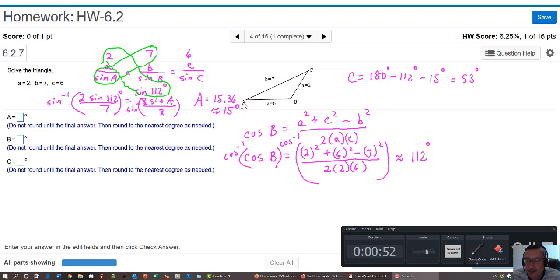So what I went ahead and did is I cross multiplied: 2 sine 112 degrees equals 7 sine A, divided both sides by 7. To undo the sine here, I took the inverse sine or arc sine of both sides, put that in my calculator. Well, I've got angle A was about 15.36, which I rounded to 15 degrees. All right, came over. C is then going to be 180 minus the 112 we found initially here, minus the 15 we found, and I got 53 degrees. And I'm going to plug all those in and check them now.